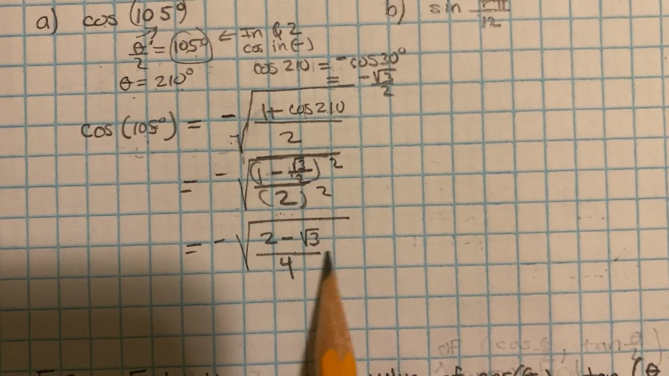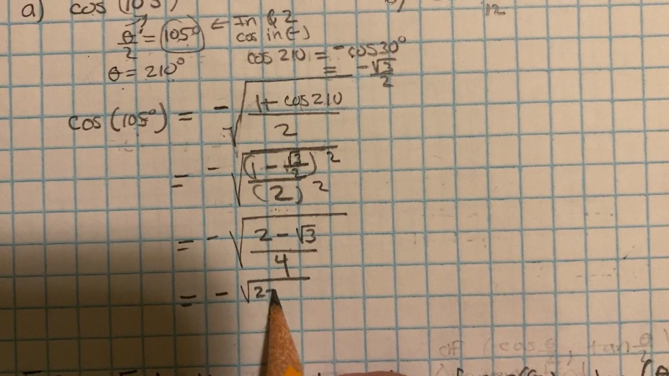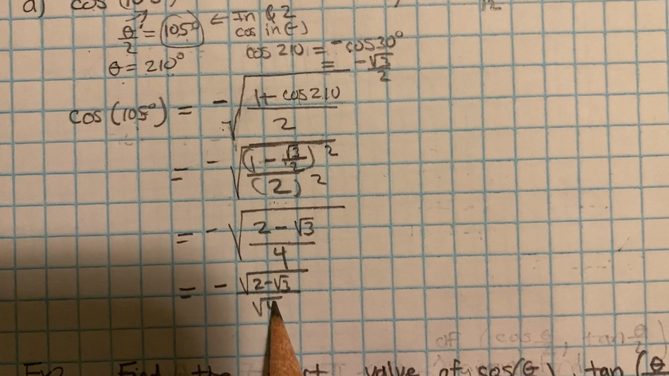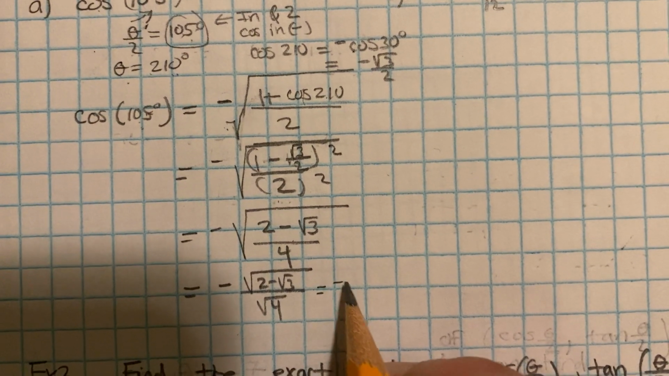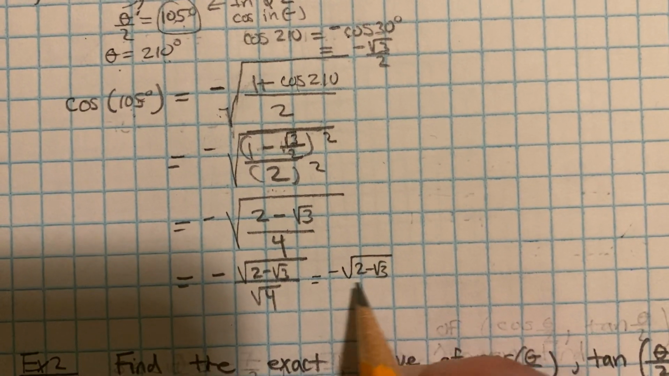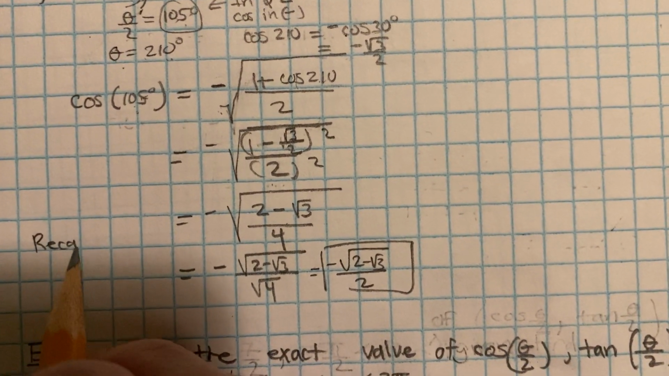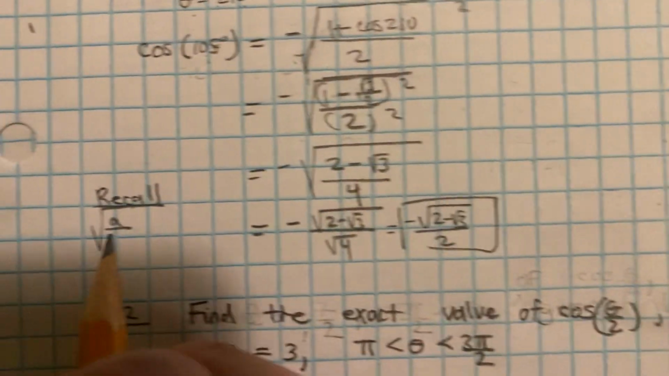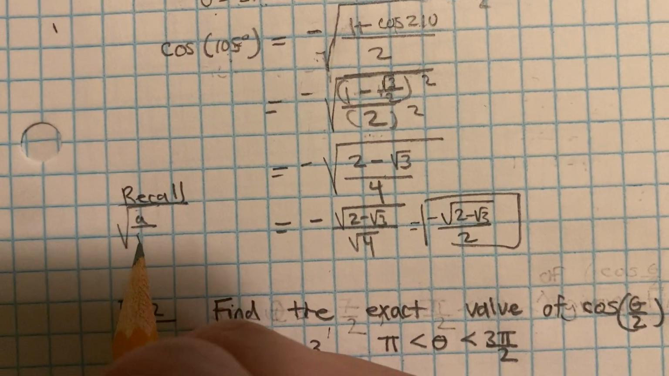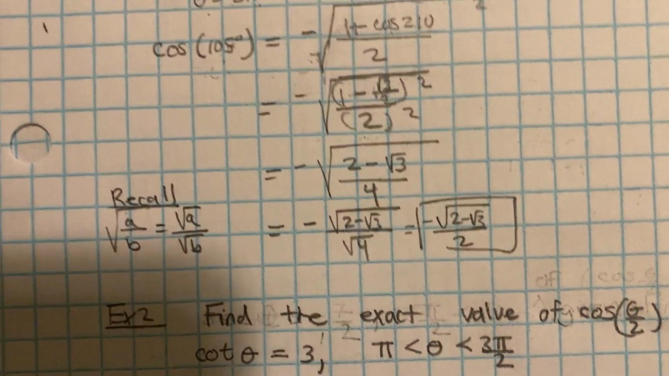And if you split up this radical, I'll just show you the extra work on this one. Over the square root of 4, the square root of 4 is just 2. So your final answer is negative square root of (2 minus root 3) all over 2. Okay, so recall that you can split up root A over B by splitting up the radical in the numerator and the denominator.